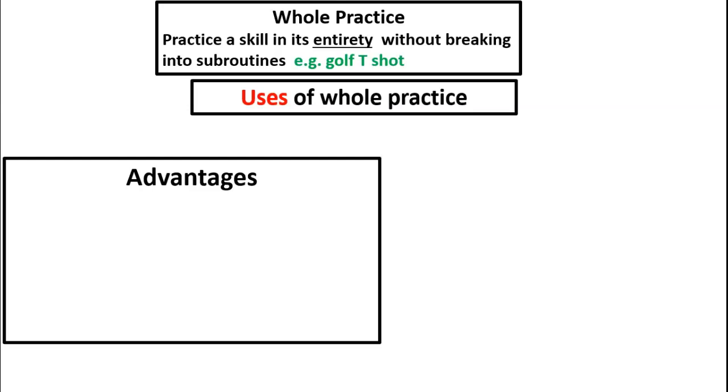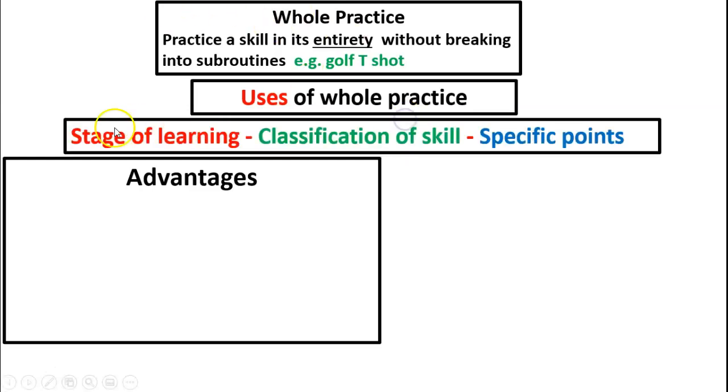Same pattern. When we're describing or evaluating the use of whole practice, it's really important that we follow our stage of learning, classification, skill, and specific points. Now, I'm hoping people are thinking, right, I can use my knowledge of part and part progressive, and to an extent whole, part, whole. Therefore, I can start to predict what this is going to be. So in terms of whole practice, golf tee shot as an example, or running or cycling, what are the advantages? What's it going to be best for to practice as a whole?